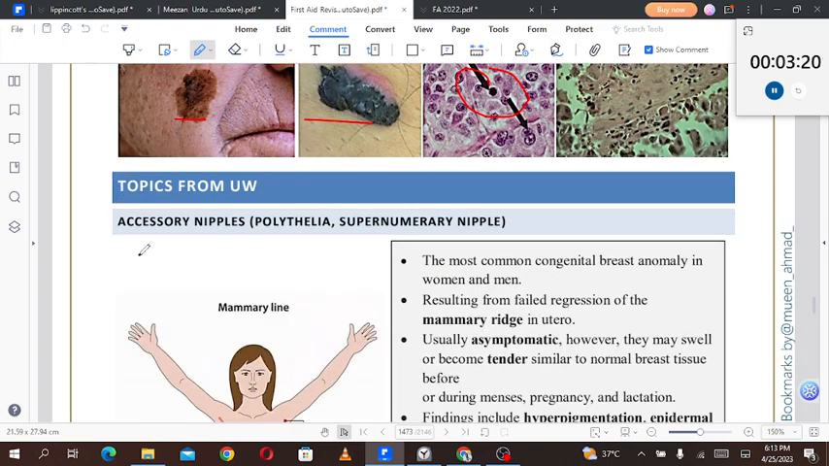Now we'll talk about topics on the Uworld. Firstly, now we're done with the musculoskeletal, and now there are accessory topics on the Uworld, and after that we'll go to the pharmacology. So accessory topics on the Uworld: accessory nipples, polythelia, supernumerary nipple.